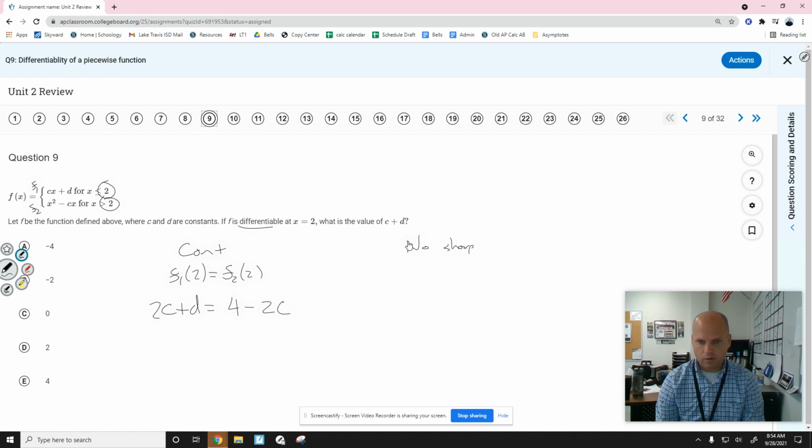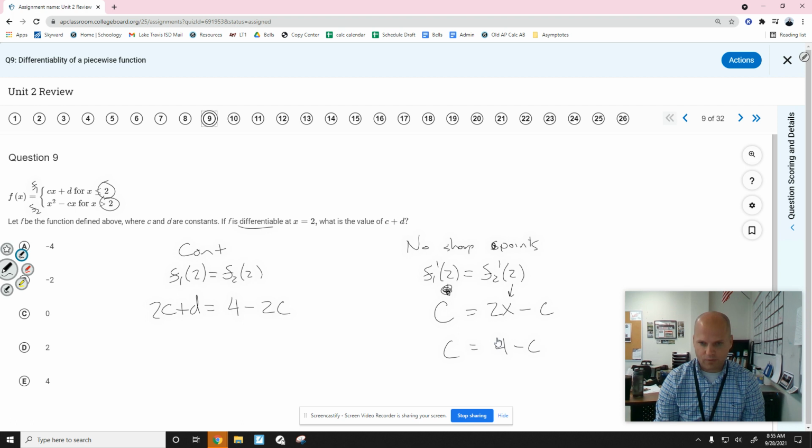The other equation will ensure that there's no sharp points when we do meet up. When there's no sharp points and we meet up, we're continuous and we have a tangent slope. So this is where we take the derivatives and make sure that the tangent slopes of both pieces equal each other. C and D are just numbers, so the derivative of cx plus d is just c. If I had an x, I'd plug in 2 for it, but I don't, so I just leave it as c. X squared minus cx, its derivative is 2x minus c. I do have an x, so I can plug in 2.